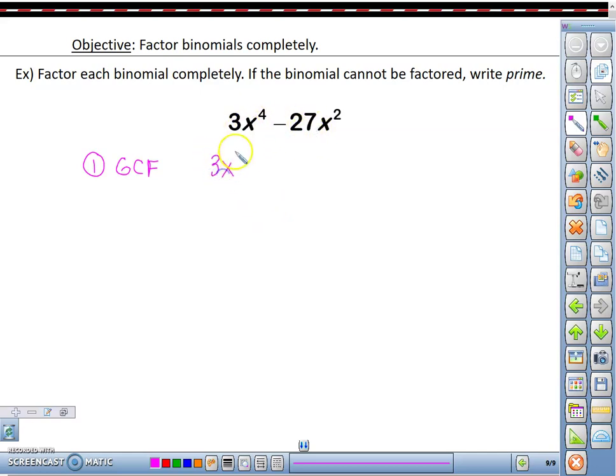So now, just like with trinomials, we are going to figure out what times our 3x squared equals each of these terms. So 3x squared times x squared would give us x to the fourth, the 2 plus 2 giving us the 4. And we need to know what times our 3x squared will give us negative 27x squared. We should realize that will be negative 9. So now we're going to factor out our 3x squared, and that will be times, in parentheses, what we have left, which is x squared minus 9.